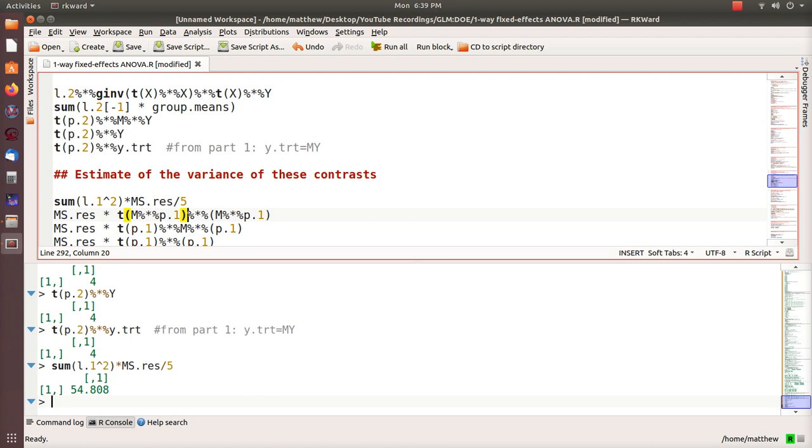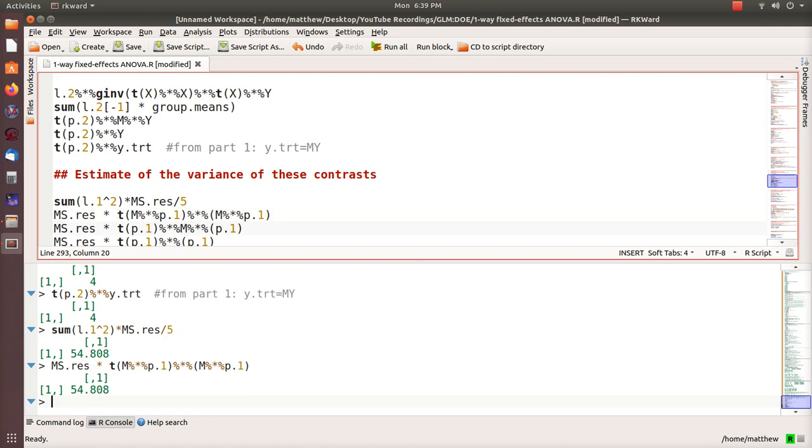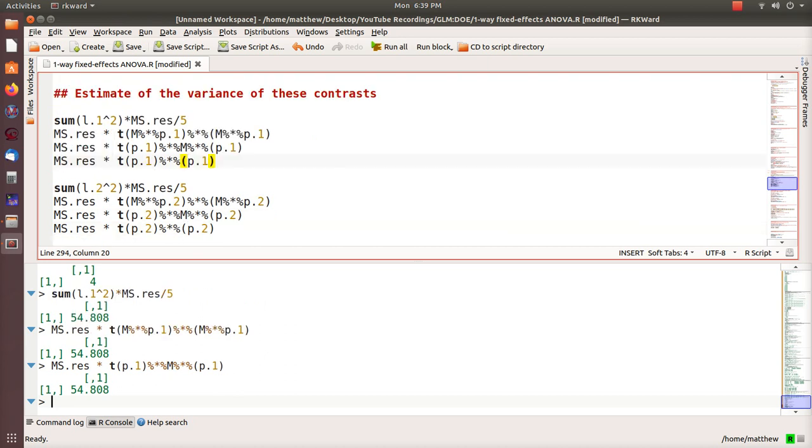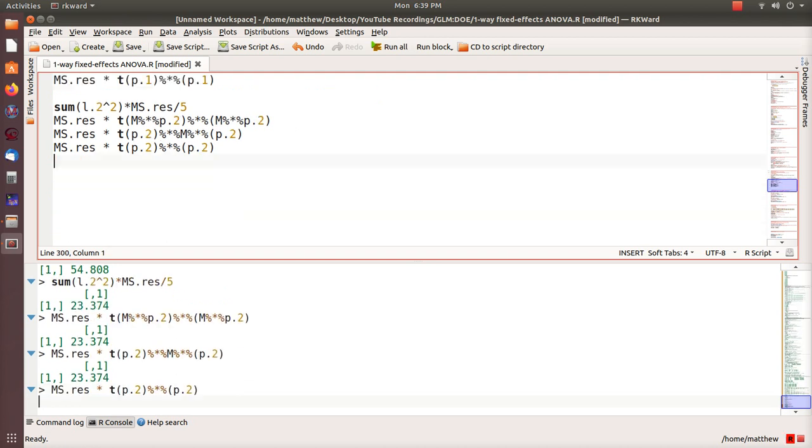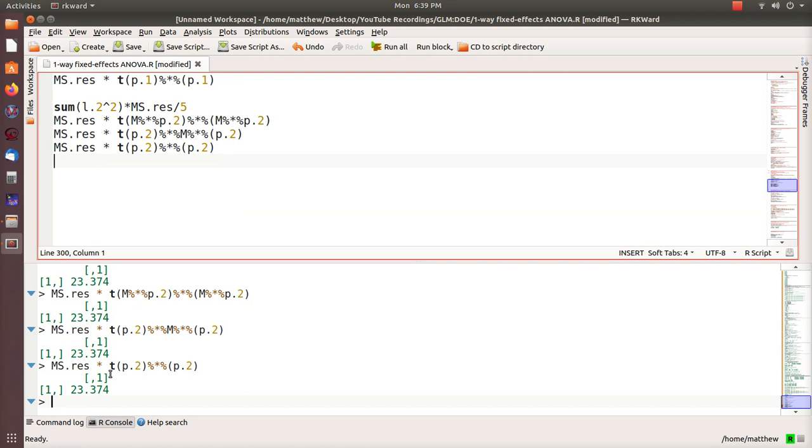And then we showed there are equivalent matrix representations of this, and each of them involves the unbiased estimate for the error variance. That's what this mean squared residual means. And here we take m row times m row, and we get the same. And this is just row 1 transpose m row, and we get the same. And here's another form, and all those are the same. We covered those in detail in the video. And now for the second contrast, we go through the same, and in each case it's 23.37. So each form is the same.